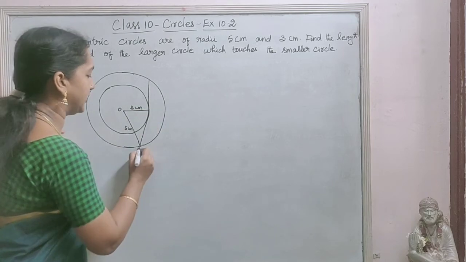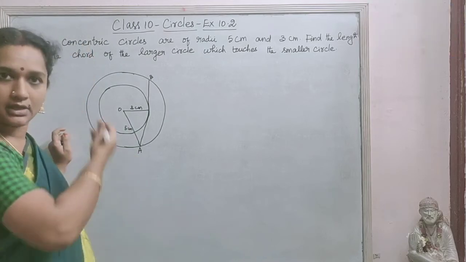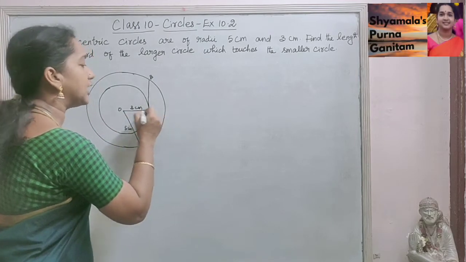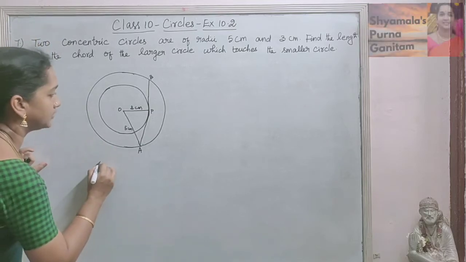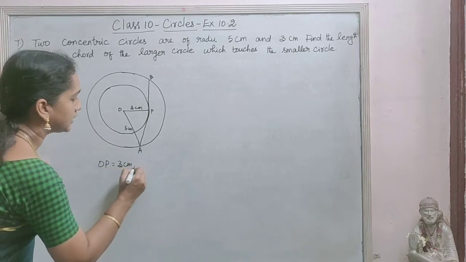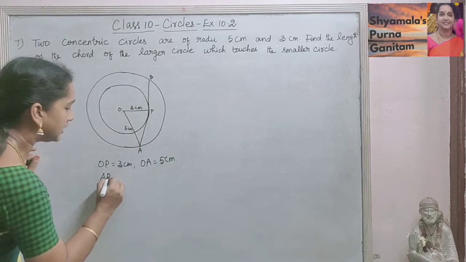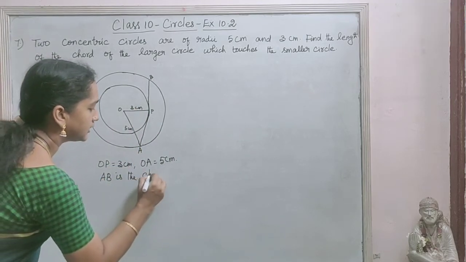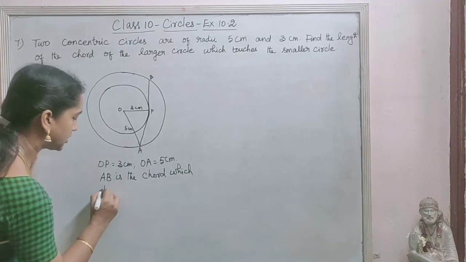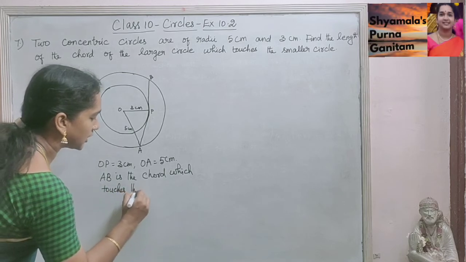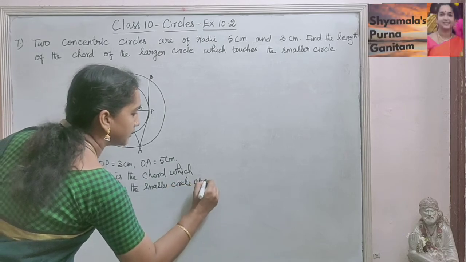Okay, so we'll call the length of this chord AB, and OA is the radius of the outer circle. Then P is the point of contact of that tangent. So now we'll write OP is equal to 3 cm, OA is equal to 5 cm, and AB is the chord which touches the smaller circle at P.